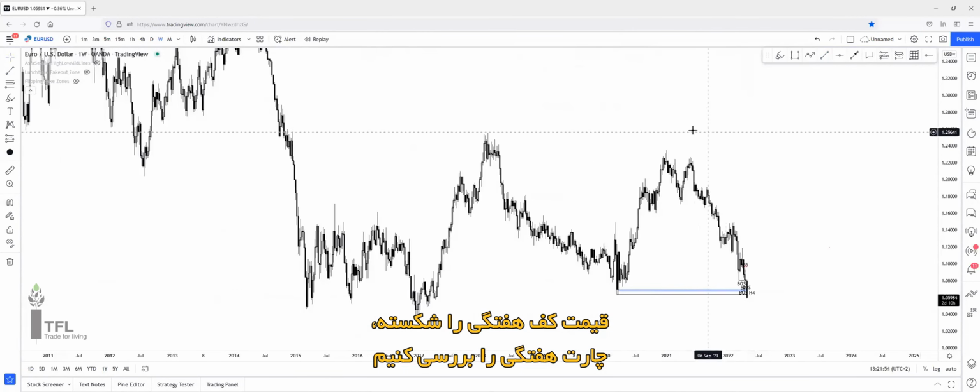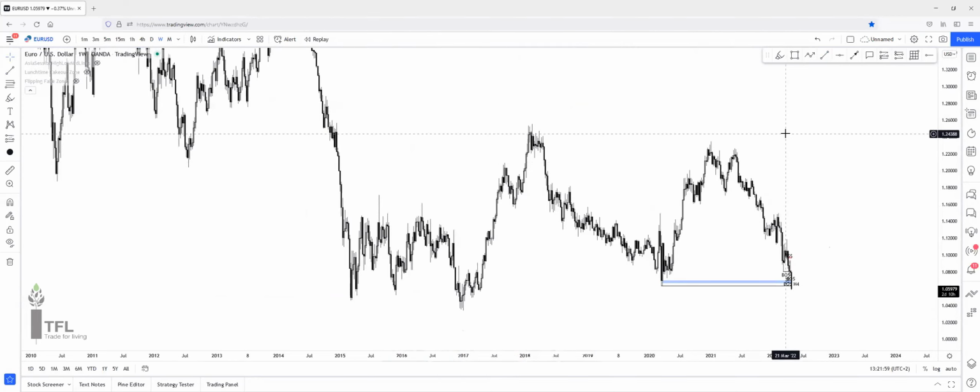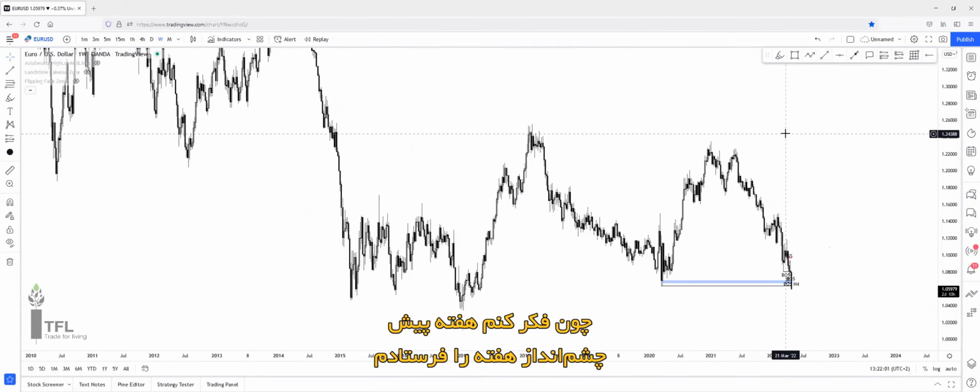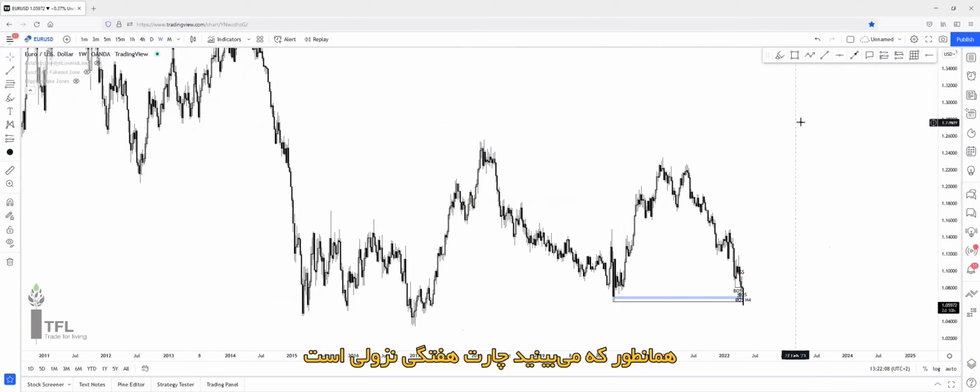Let's just take a look at the weekly chart. And after I analyze the weekly chart, please just take a look at the markups, because I believe 1 week ago I sent you a markup about the weekly outlook. So just take a look at that outlook, please. So as you can see, this was the weekly chart.